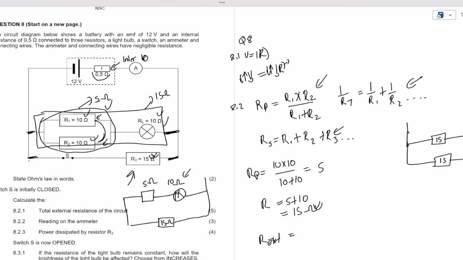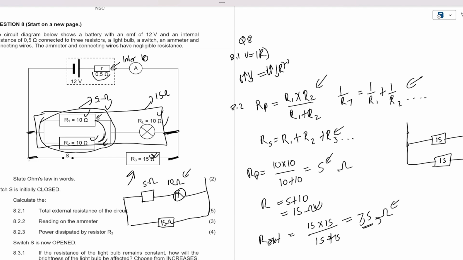So let's do it. We'll say 15 times 15 over 15 plus 15. One way that you can get around with things, you must always know that if you are adding similar resistors like this, it will give you half. So without even using my calculator, I was able to know that half of 15 is 7.5. It's one of those things. So now we get our total external resistance as 7.5.